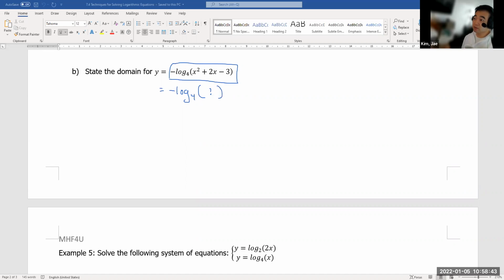Oh, I see a chat. A positive. Absolutely. So what does that mean? What is the domain? Well, we don't know what the domain is yet, but I do know, just from your knowledge of logarithms, this has to be bigger than 0. It has to be positive. Does this look familiar to you? Going back to chapter 1, do you remember how to do these?